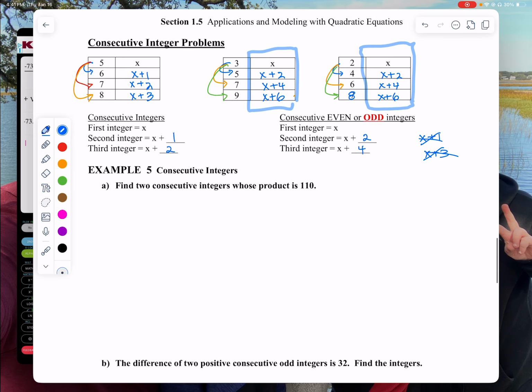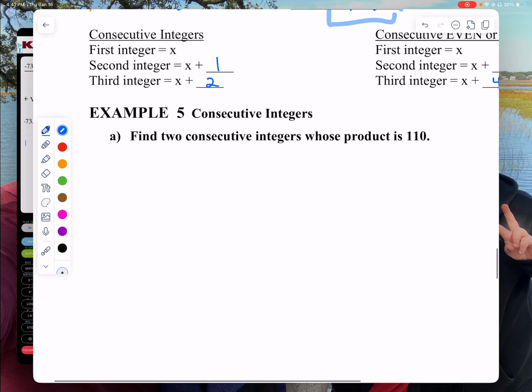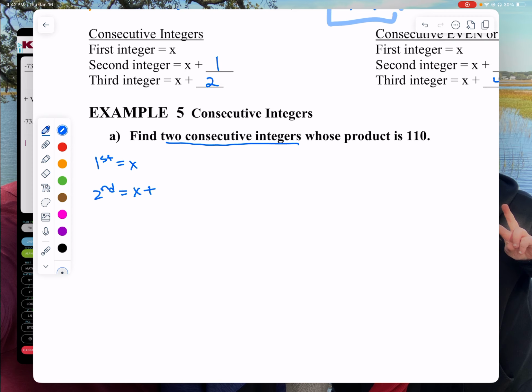Okay, so let's work a couple of these. Find two consecutive even integers whose product's 110. So when I first read this, the minute I see two consecutive integers, I don't read anything else. I say the first one is X, the second one is X plus something, and then I go back and look for the words even or odd. Well, they're not in there. So we want just consecutive integers. So I'll say X plus 1. If I had a third one, I'd say X plus 2. Anyway, all right, so I have them labeled.